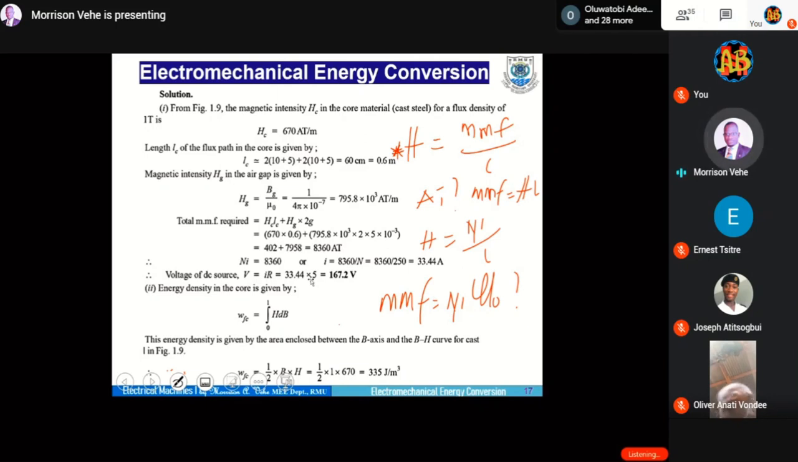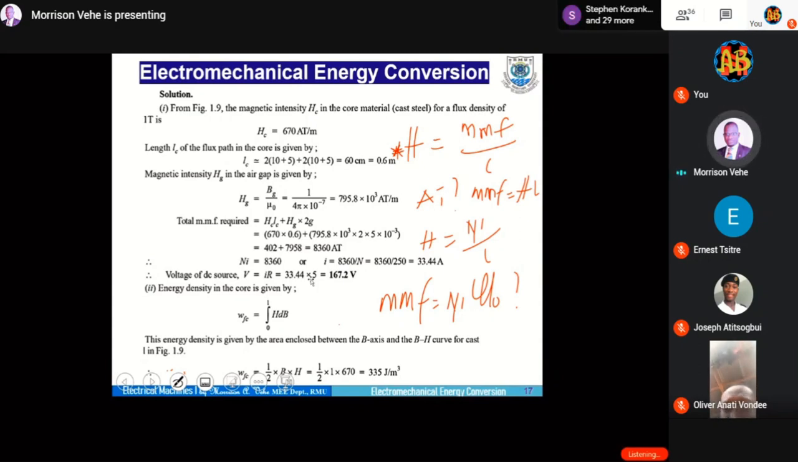Yeah, so we know that this is the case. Our magnetomotive force is equal to the number of turns times the current in our core circuit. So we can equate this to the Ni, or Ni to this, and then we can find the I, which if we do, we are going to get 33.44 amperes.